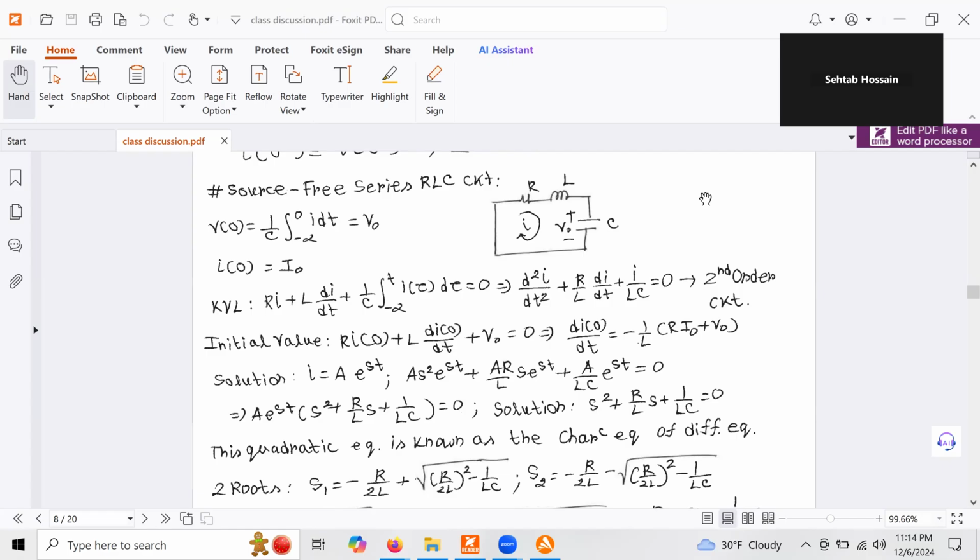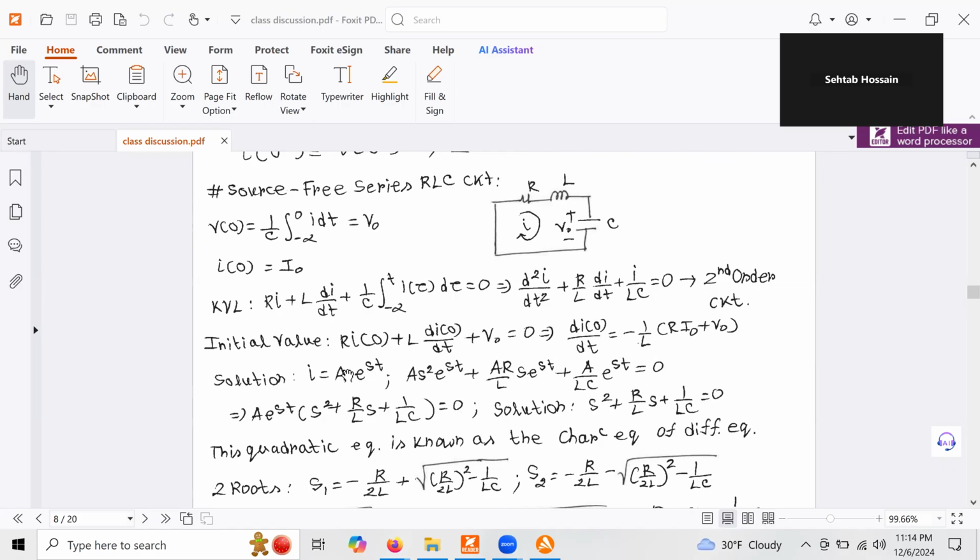Then the initial voltage will be V0 and the initial current will be I0. If we apply KVL in this source-free series RLC circuit, it will be just like this. Then we do a little bit of math to get the second order expression, and then we apply the initial values over here.